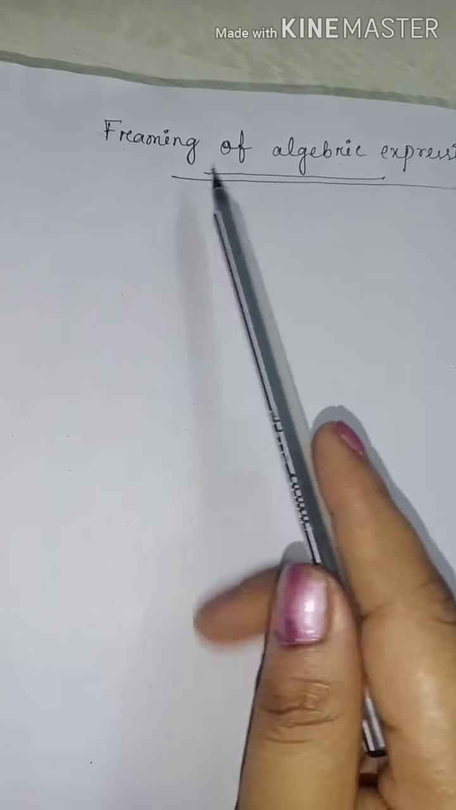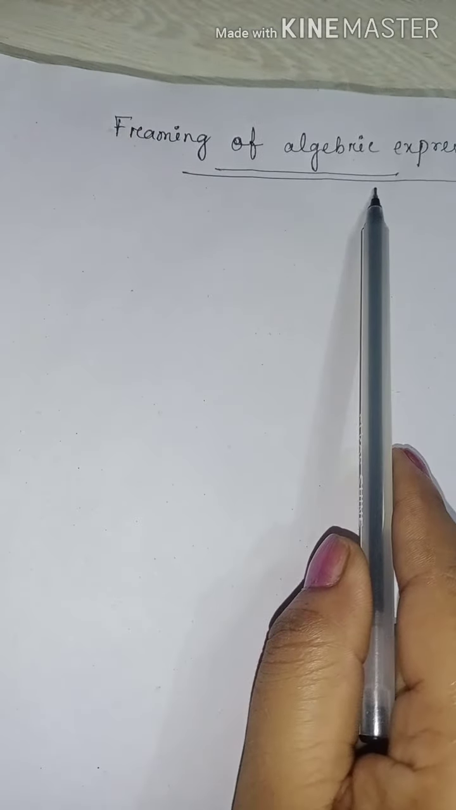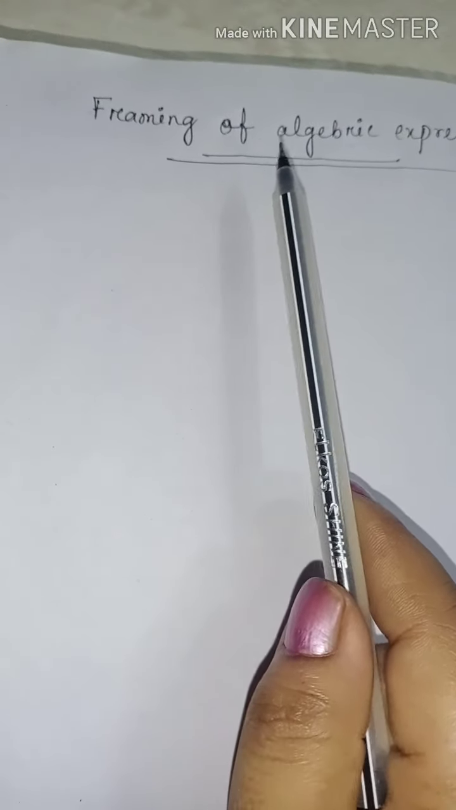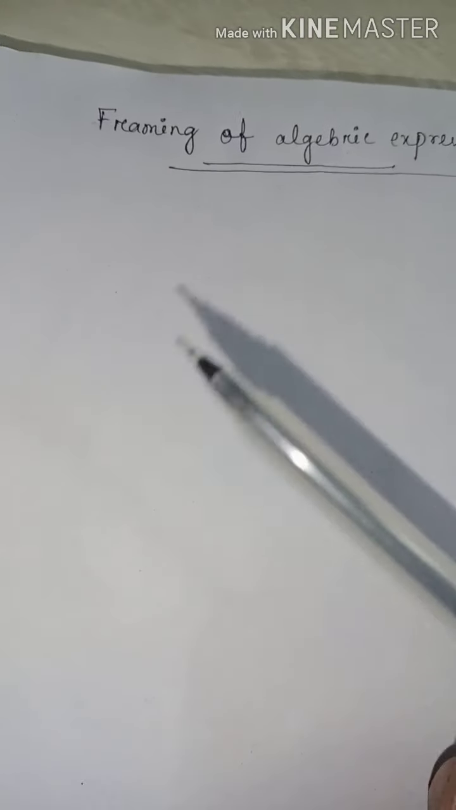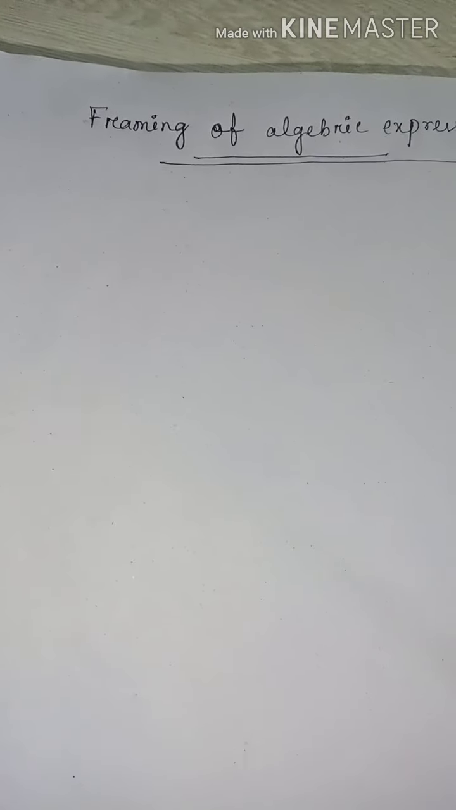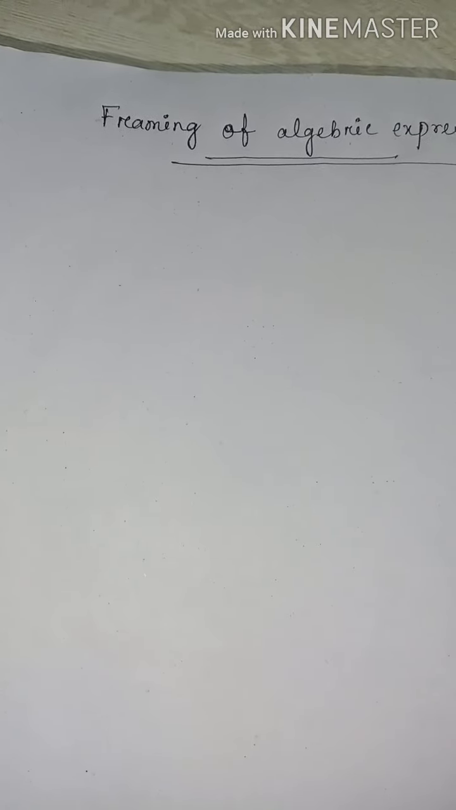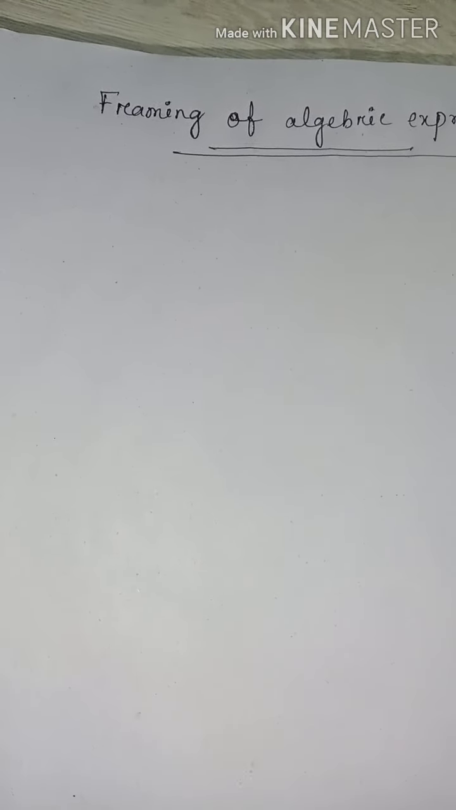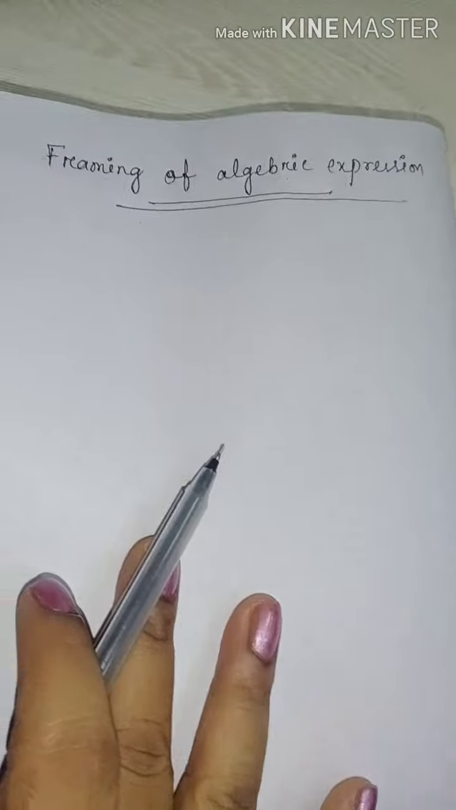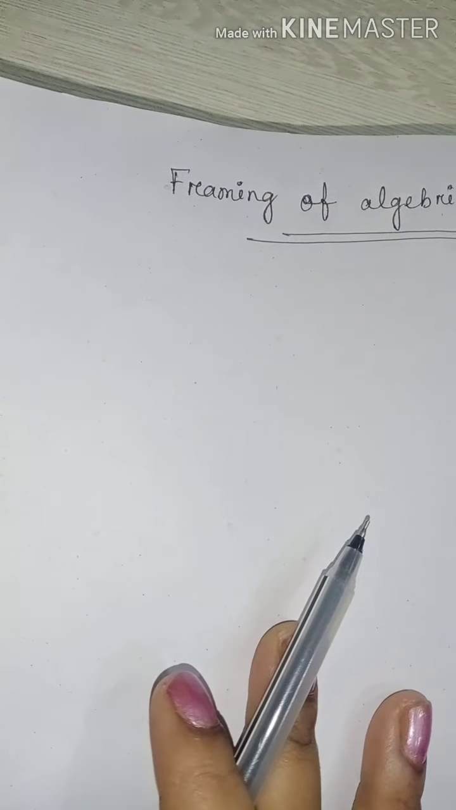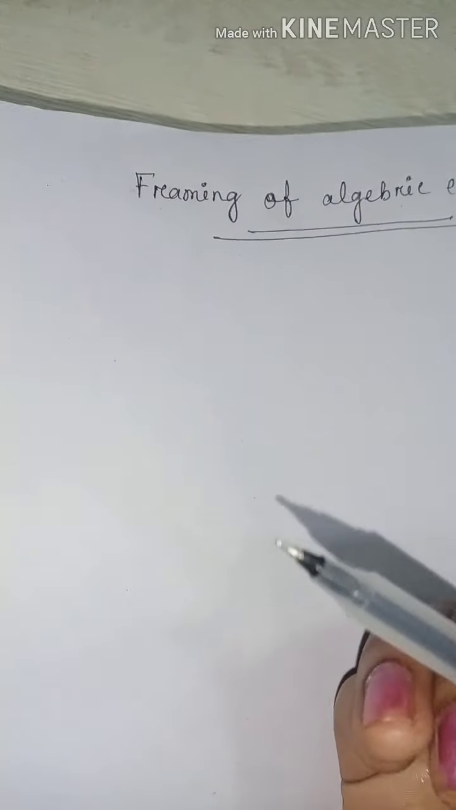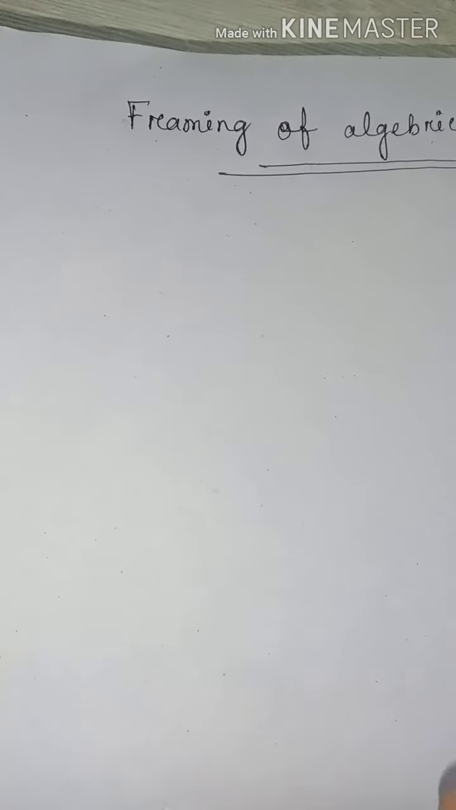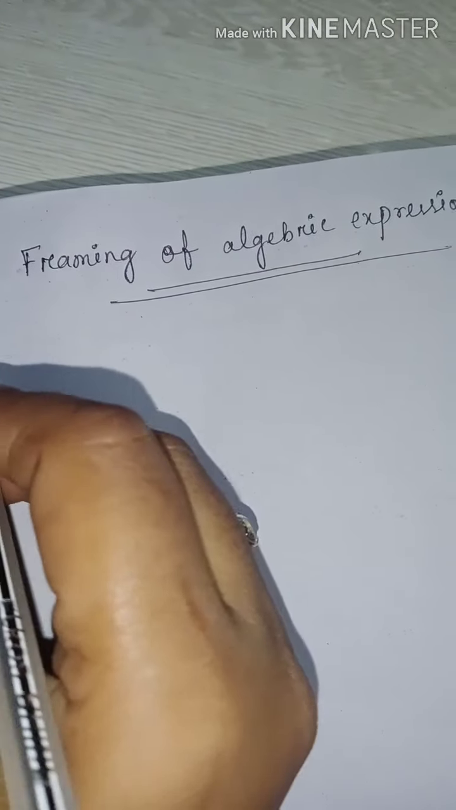So let's start. Framing of algebraic expression means how will you represent a word question by a variable expression? Means if there is a question given, how will you change that into algebraic expression form? Variable expression means algebraic expression. I will give some examples. You have to follow them and also try to understand the things. Okay, so there is an example.